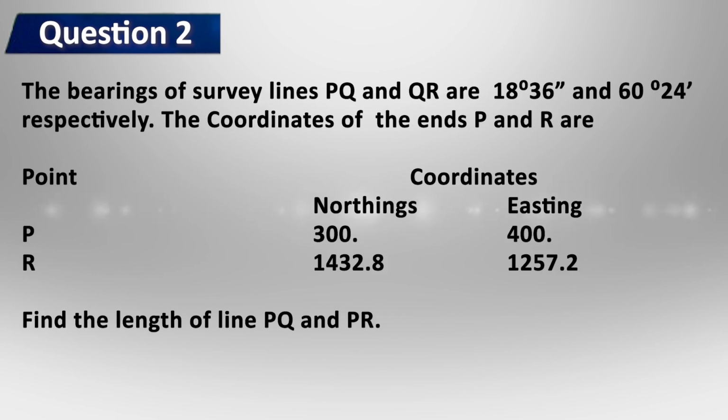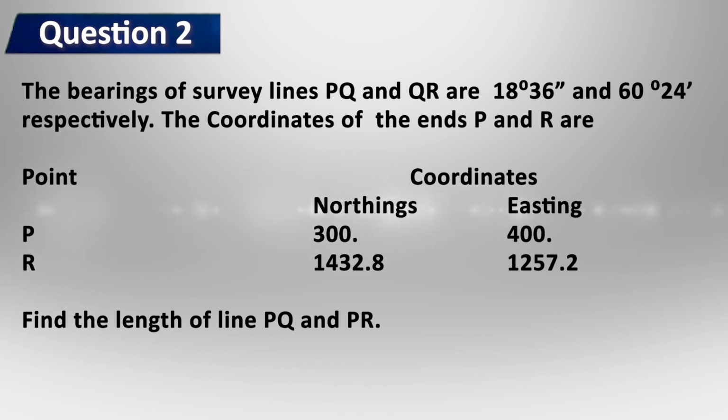Coming to the next question, the bearings of survey lines PQ and QR are given as 18 degrees 36 minutes for the line PQ and 60 degrees 24 minutes for the line QR respectively. The coordinates of the ends are, for P, 300 meters northing and 400 meters easting, and for point R the northing is 1432.8 meters and the easting is 1257.2 meters. In this question we have to find the lengths of lines PQ and PR.